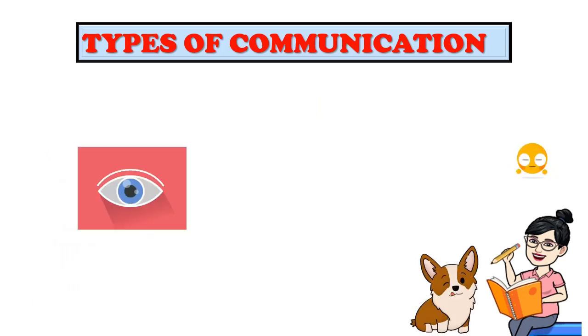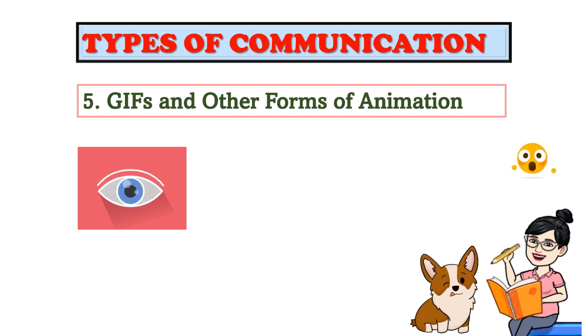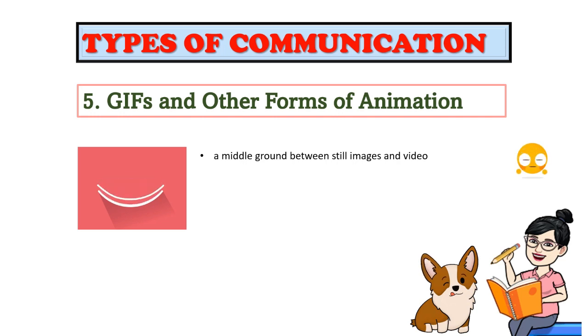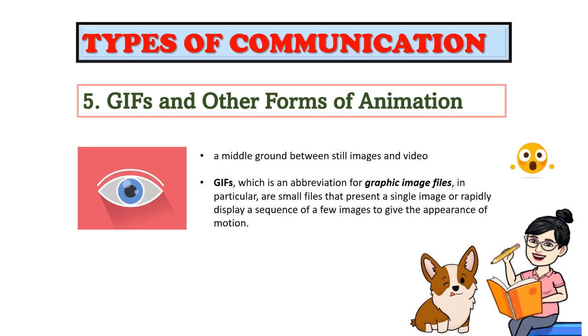Number 5. GIFs and other forms of animation. Animated files occupy a middle ground between still images and video. GIFs, which is an abbreviation for graphic image files, in particular, are small files that present a single image or rapidly display a sequence of a few images to give the appearance of motion.